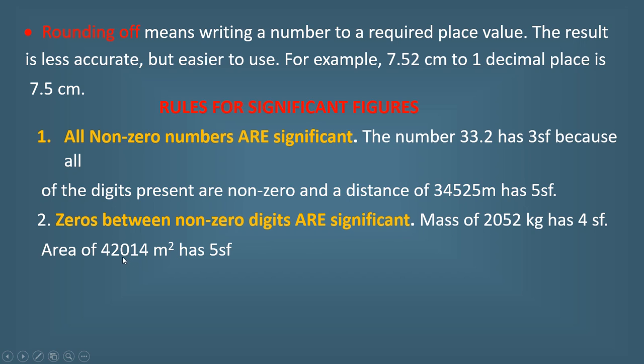Example, an area of 24014 meters squared has 5. Again, the 0 is between 2 and 1.